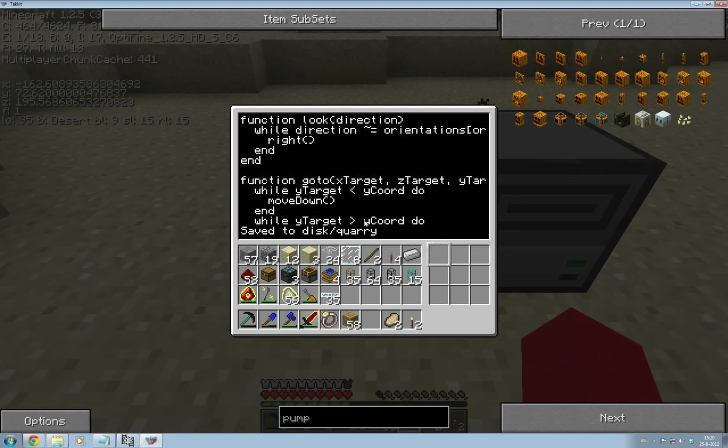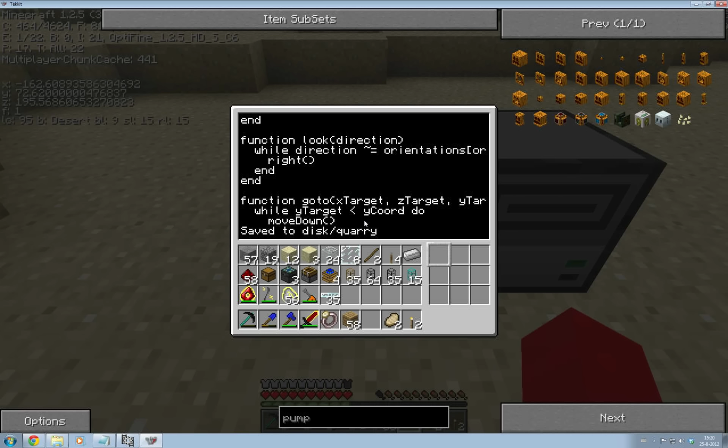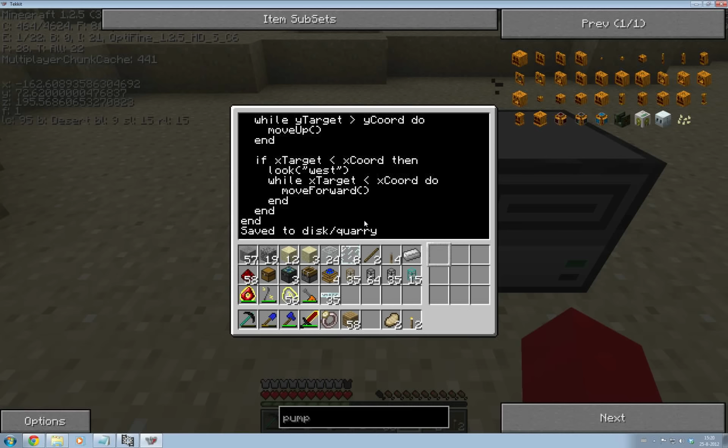So it's not completely, 100% efficient, because sometimes you could turn left once to get to the right direction, rather than turning right 3 times. But this is 3 lines of code, which saves us a lot of typing and a lot of space. So we'll keep it like this for now. So we're going to look west, and then we're going to move forward until our x target is equal to our x coordinate.